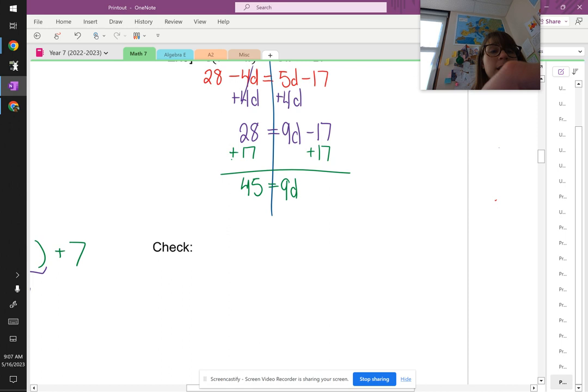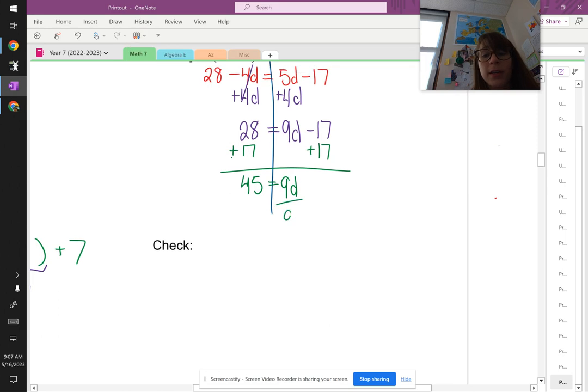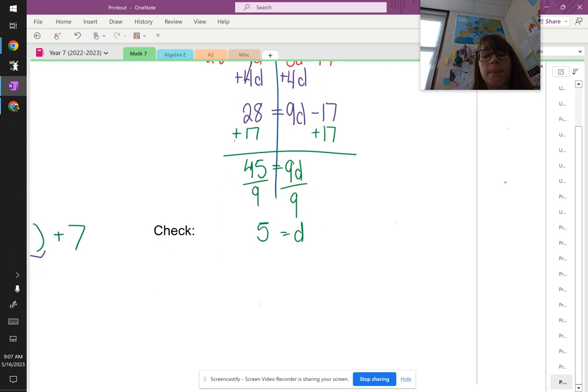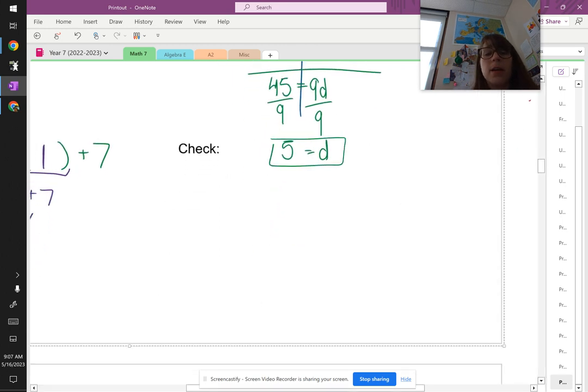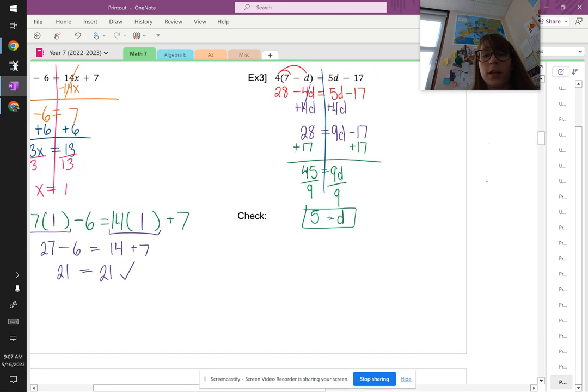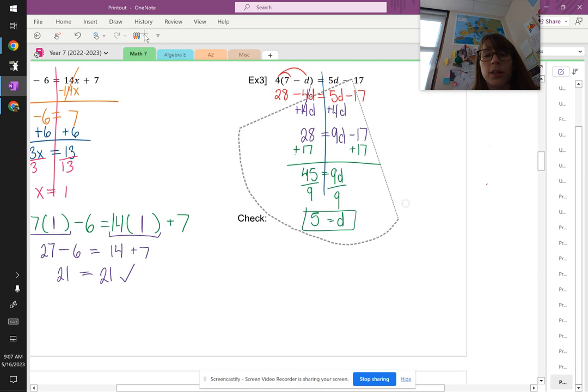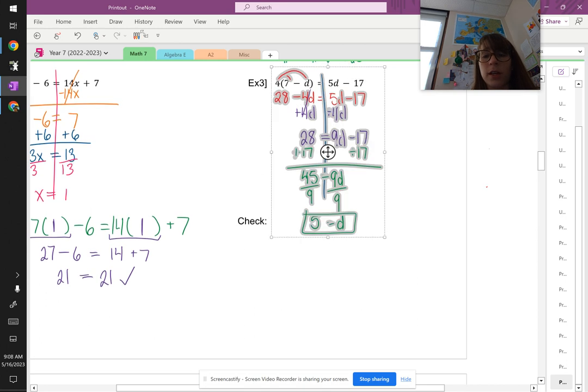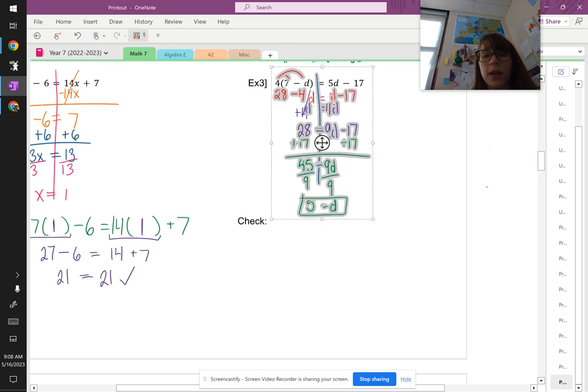Okay, last but not least, getting rid of the 9 times d by dividing by 9, not d, leaves us with d equals 5. All right, last but not least, we can do our check, and then we will be on with our life here. I'm just going to kind of scrunch this down a little bit because I moved into my check.